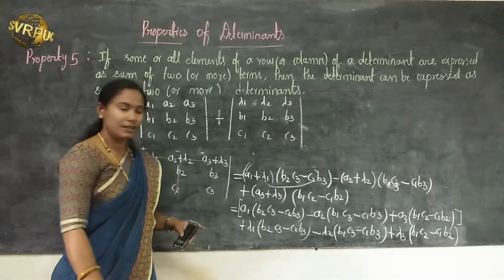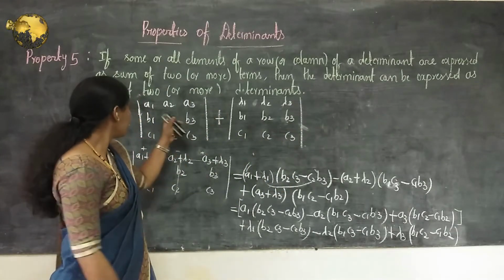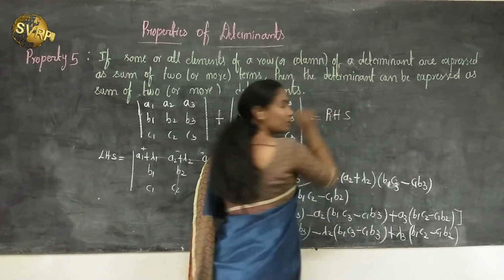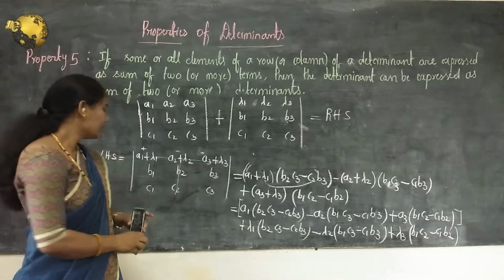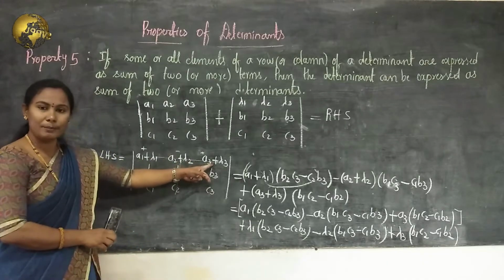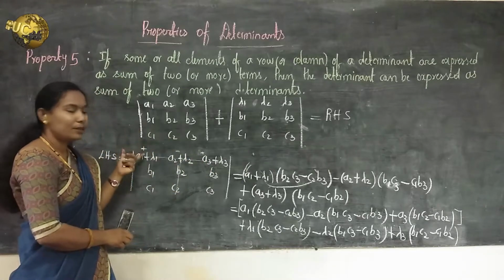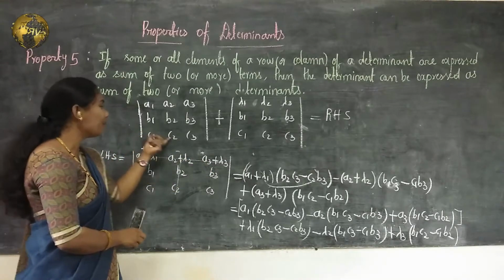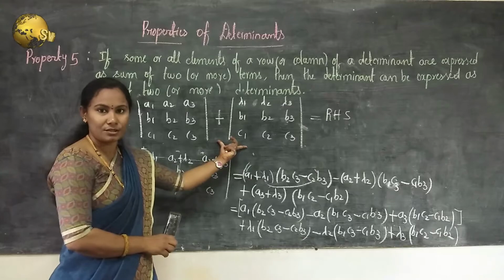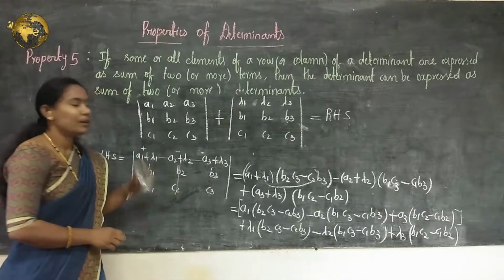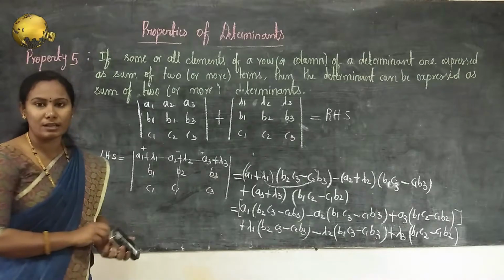So we got the answer, right? That is our RHS. Correct. So if the first row elements are the sum of two elements, then the determinant can be expressed as the sum of two determinants. Okay, clear? So from this, let me take one example.